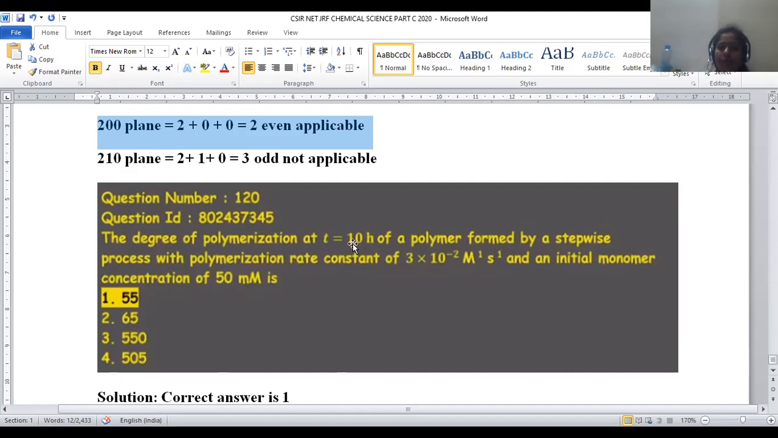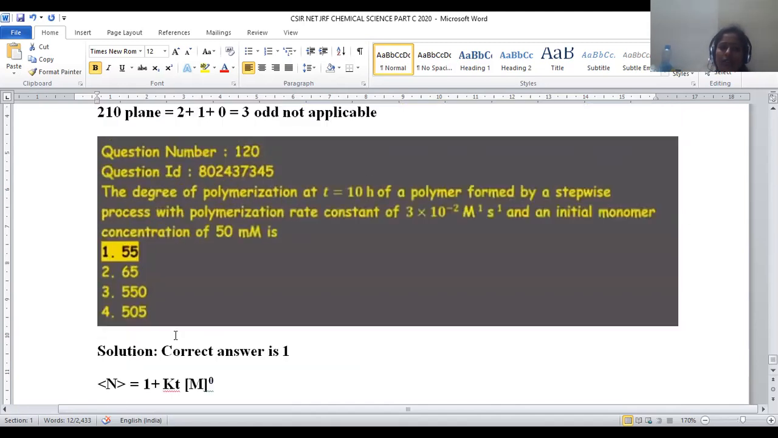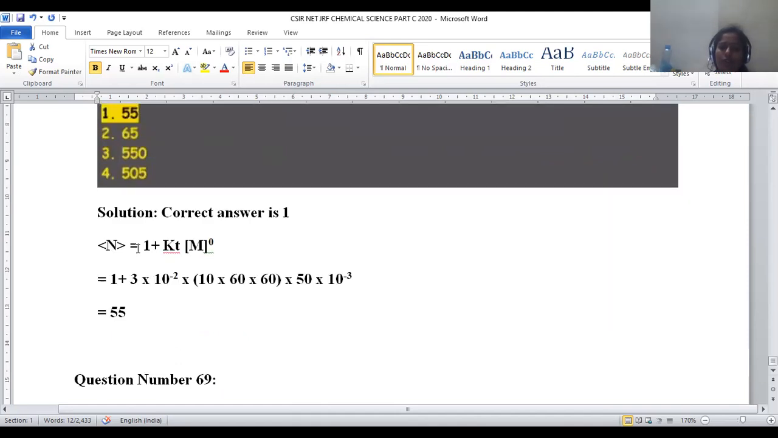So rate constant is provided, time period of polymerization is provided, and the initial monomer concentration is also given. Degree of polymerization is to be calculated. So degree of polymerization is given as 1 plus k t M to the power 0, right? M0 stands for initial concentration of monomer. 1 plus, so k value is provided, rate constant is 3 into 10 to the power minus 2.